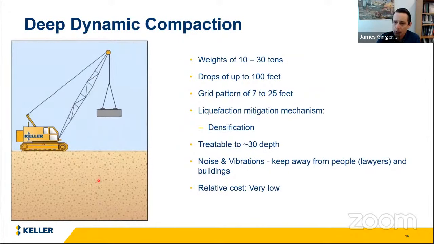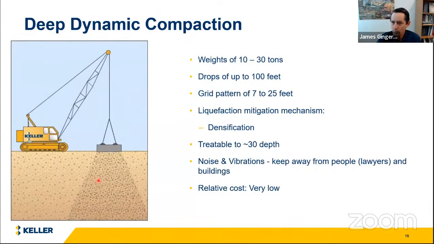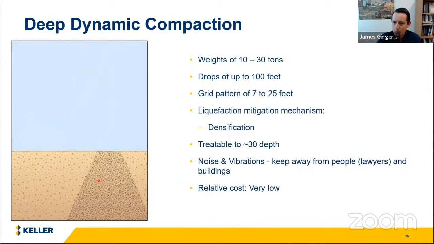So deep dynamic compaction is a method where a weight is lifted up to 100 feet over the ground. The weight can be on the order of 10 to 30 tons, and it's dropped repeatedly to compact the soil down to depths of around 30 feet or so, which is typically the maximum treatment depth. The relative cost of this method is low, but there are noise and vibrations, so it's typically only used in areas where you can set back far enough from existing structures and people that would be impacted by the noise and vibration.